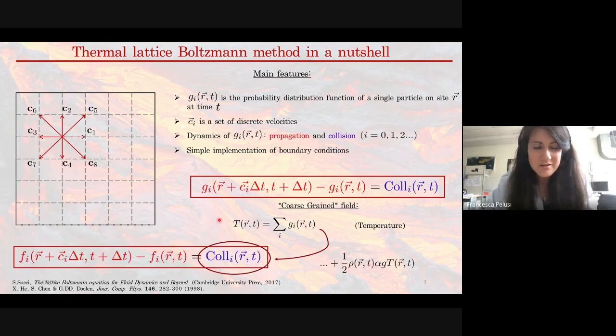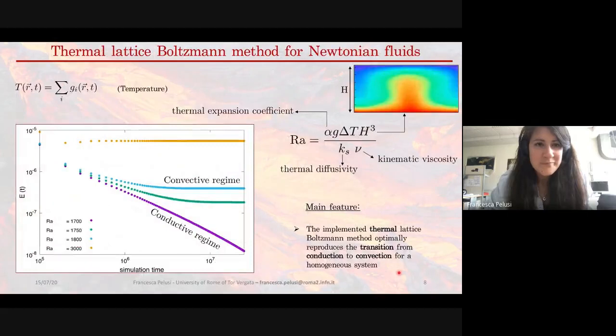The coupling between the two components of the fluid and the temperature is included in the collision term, where I add a term that is proportional to the thermal expansion coefficient, alpha, g is the gravity, and the temperature itself. So first of all, I performed a benchmark to test the validity of the algorithm. The validity was confirmed because looking at the evolution in time of the kinetic energy, we can distinguish the case in which we have a conductive regime, that means that the kinetic energy goes to zero here, or a convective regime where the energy reaches a plateau value.